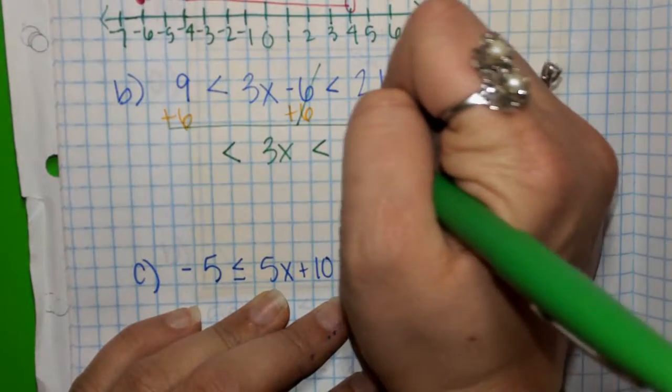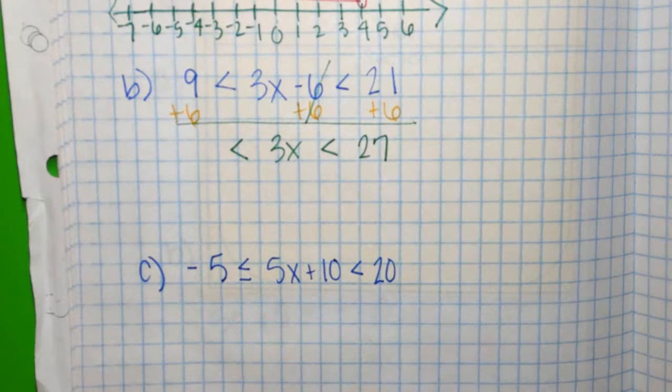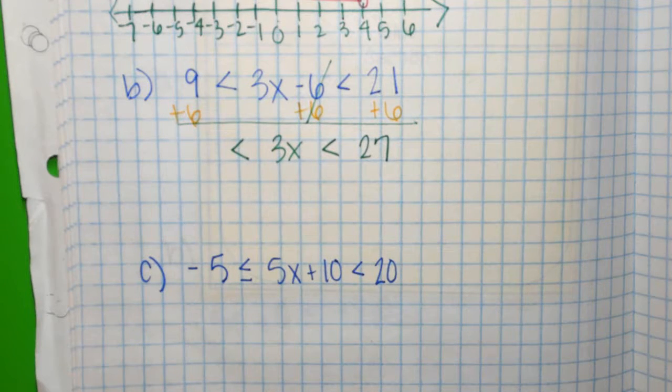All right, what is 9 plus 6? It's 15. Okay.